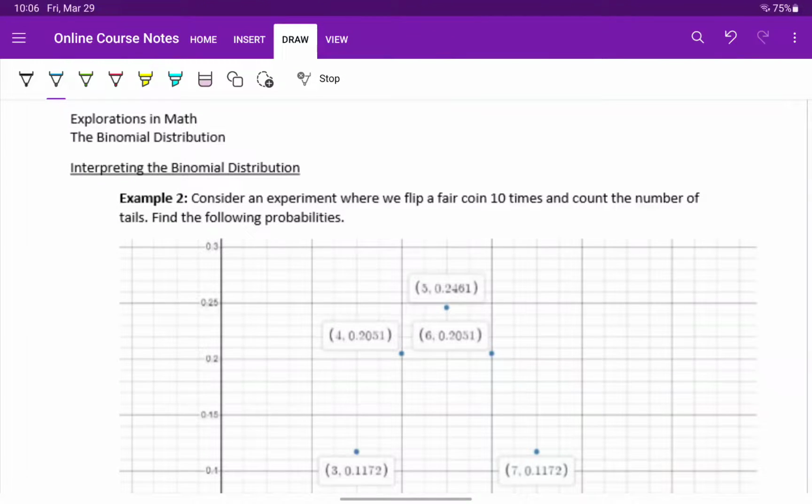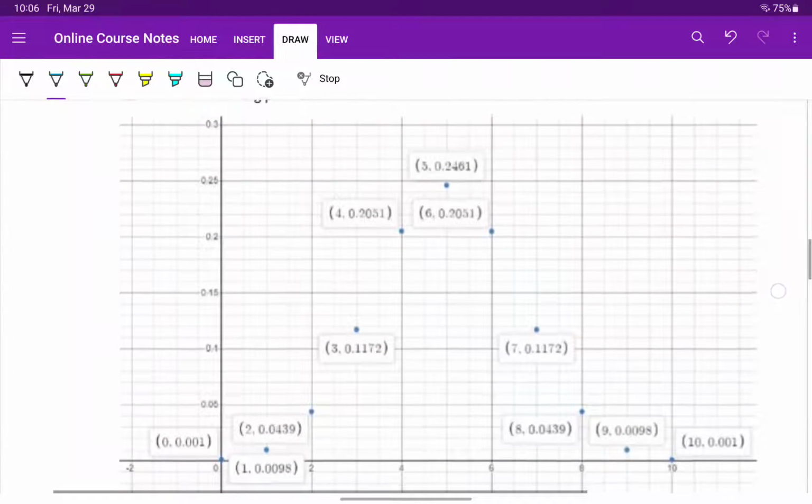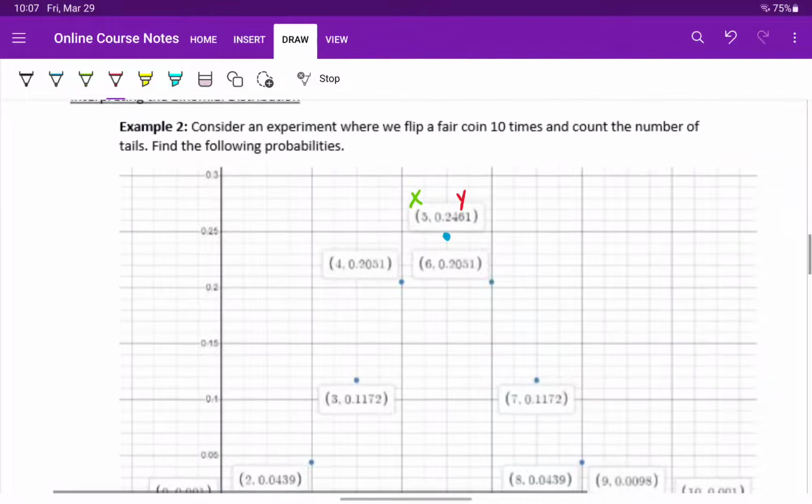Next, we want to look at actually reading and interpreting the binomial distribution, which is just a graph that consists of a series of points. Each point has an x and a y coordinate, where the x coordinate is telling us the number of successes, and the y coordinate is telling us the probability of getting that number of successes. So for instance, in this example, we're talking about flipping a fair coin 10 times and then counting the number of tails.